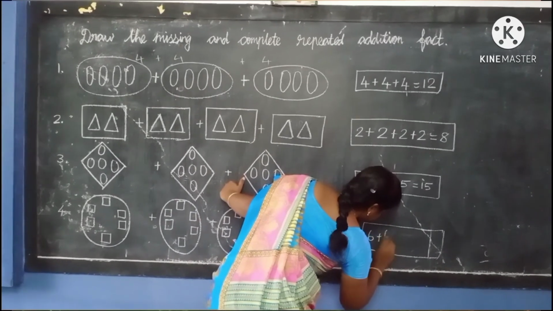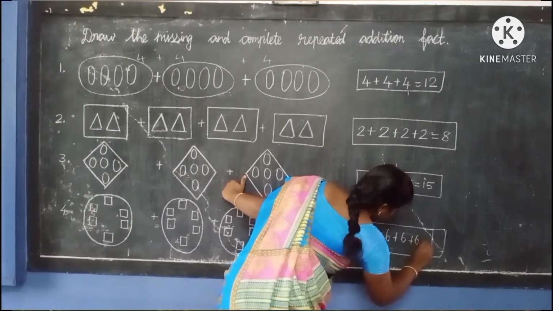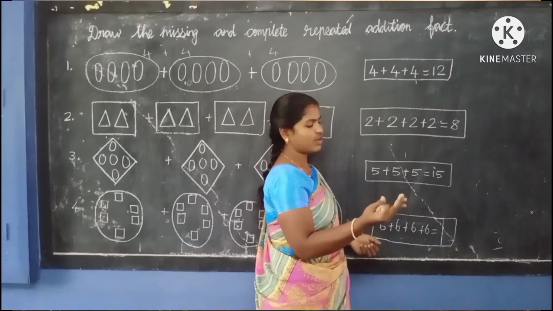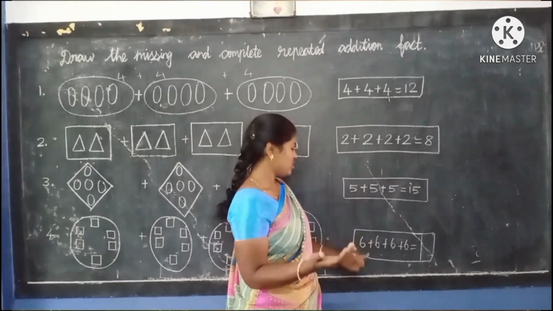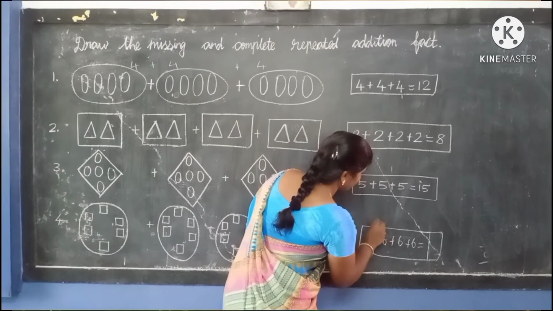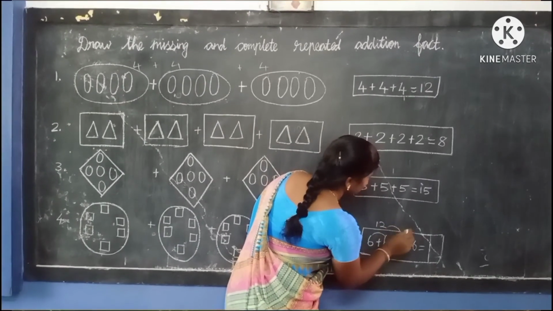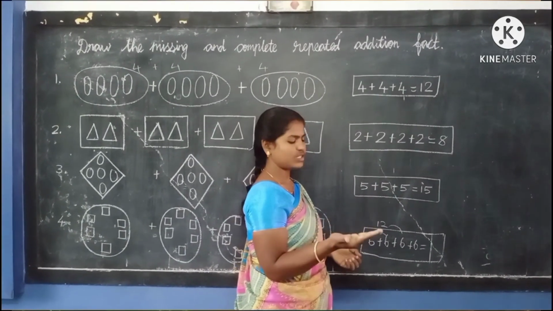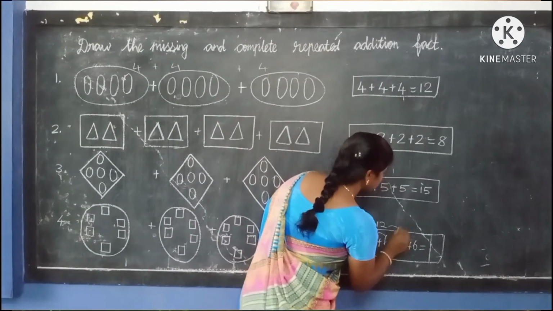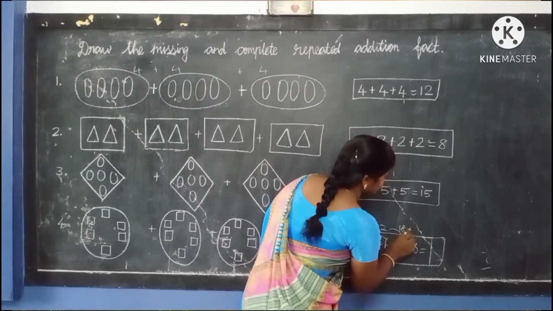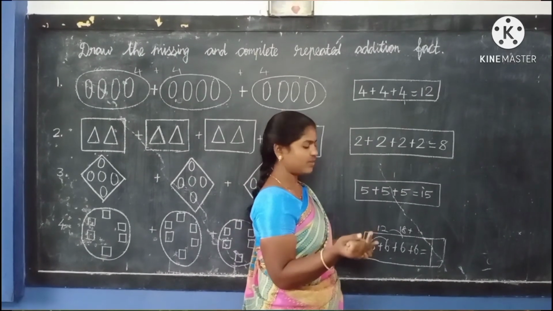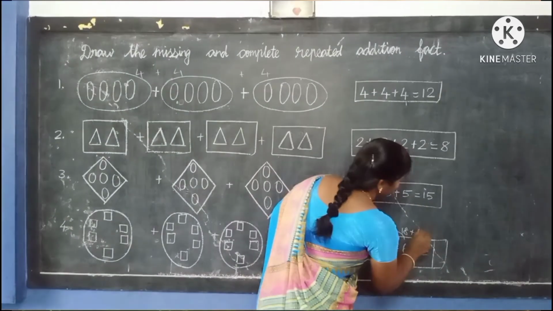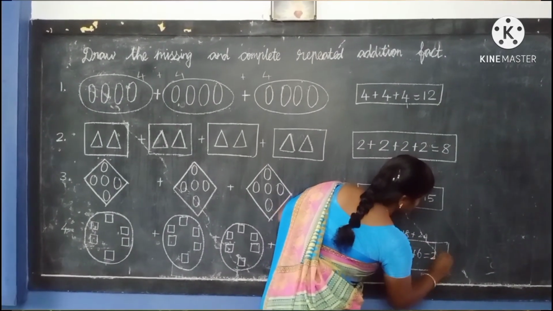6 plus 6 plus 6 plus 6. 6 plus 6, 7, 8, 9, 10, 11, 12. So 6 plus 6, 12. Next, 12 plus 6, 13, 14, 15, 16, 17, 18. So 12 plus 6, 18. 18 plus 6, 19, 20, 21, 22, 23, 24. So the answer is 24.